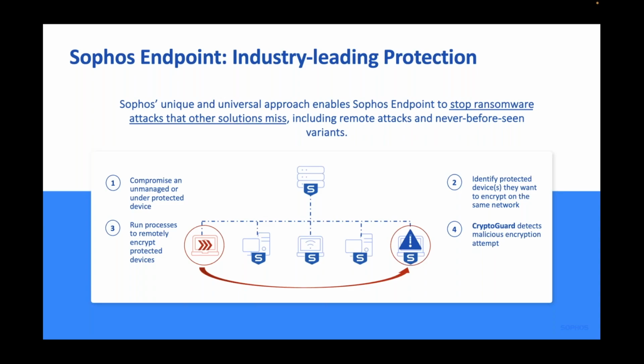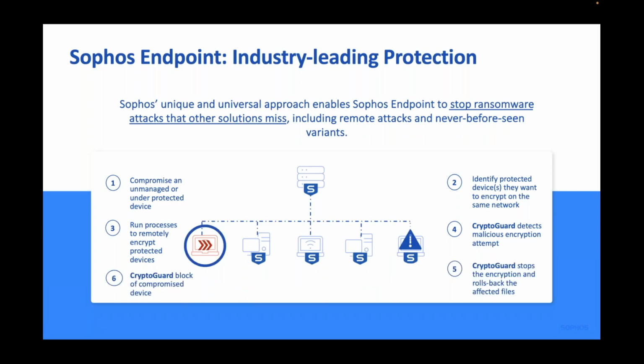So it will recognize that an encryption command has been sent, and it will both block and deny that encryption attempt, but then also roll any affected data back into its original state, thereby protecting the data and returning it to its original state. But then there's another step along the process as well, which is that CryptoGuard will then block the IP address of the compromised device or devices to make sure that any further attempts to move laterally, and any further attempts to encrypt data using those compromised devices, will be rejected.